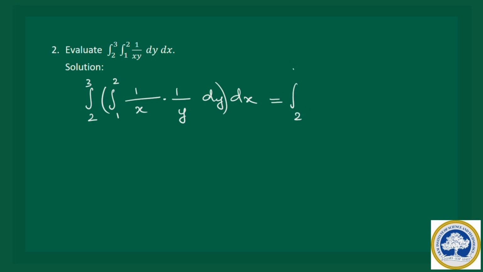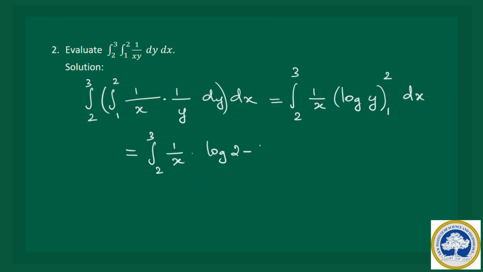So in integral 2 to 3, 1 by x is treated as constant. The integration of 1 by y dy, that is dy by y, is nothing but log y. The limit is 1 to 2 and the remaining derivative is dx. So this is equal to integral 2 to 3, 1 by x into log 2 minus log 1, that is upper limit minus lower limit. Log 2 is simply a constant value, and log 1 takes the value 0, so this becomes 0.